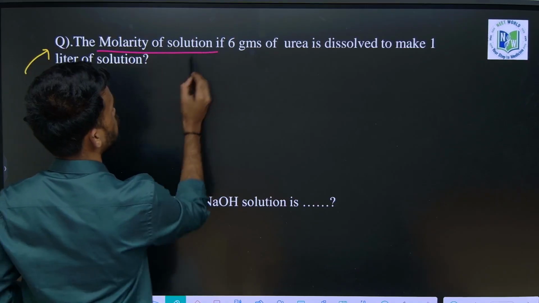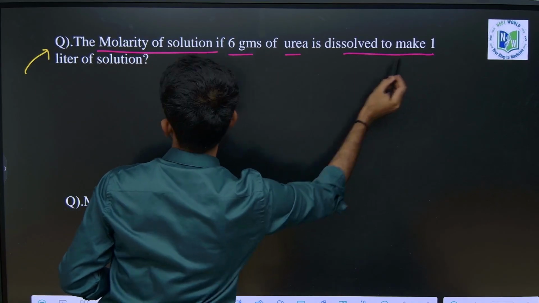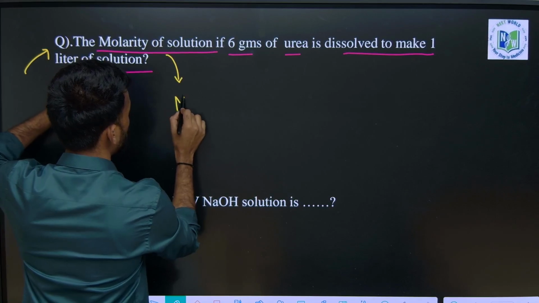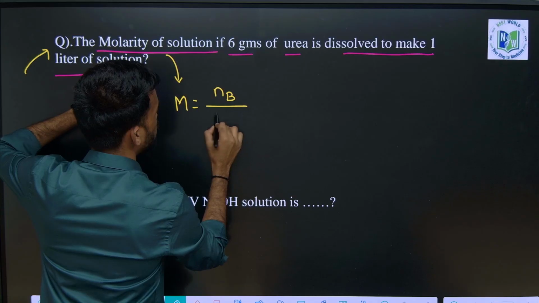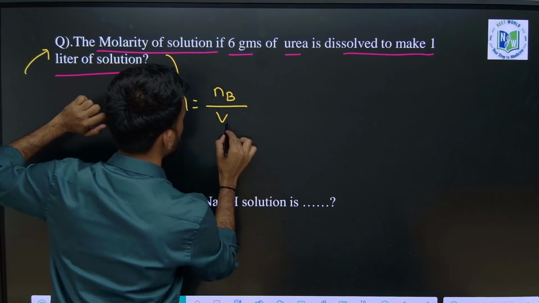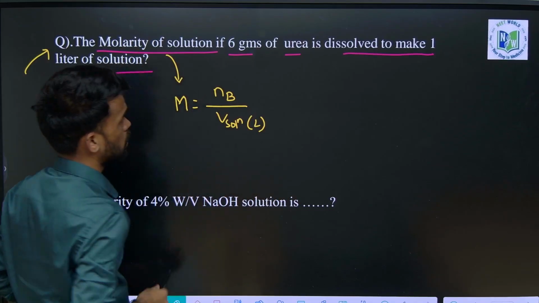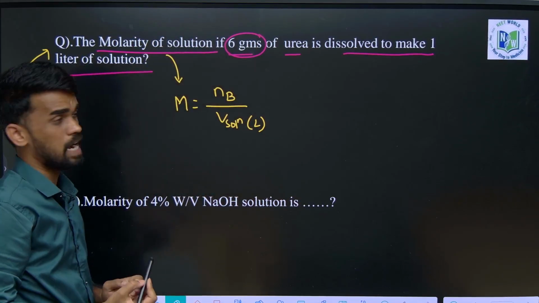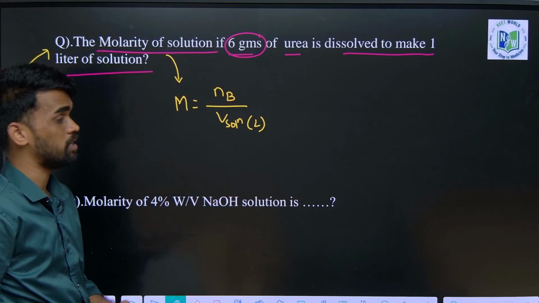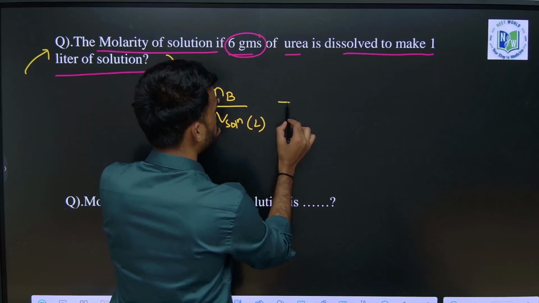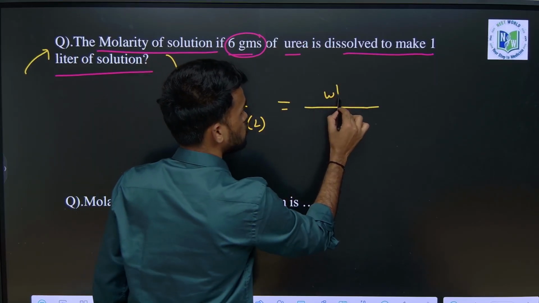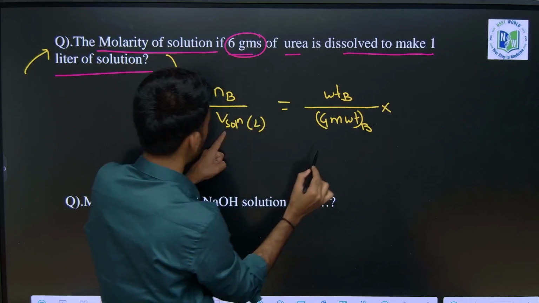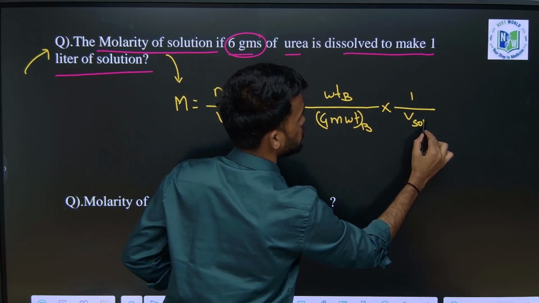What is the molarity of a solution if 6 grams of urea is dissolved in 1 liter of solution? So this is a very basic question. They are asking molarity. So what is the formula of molarity? Number of moles of solute by volume of solution in liters. Since we have this formula, but they have given grams of urea, grams of solute, how can we convert that? Now we know the number of moles formula can be written as weight of solute by gram molecular weight of solute, into 1 by V of solution in liters.